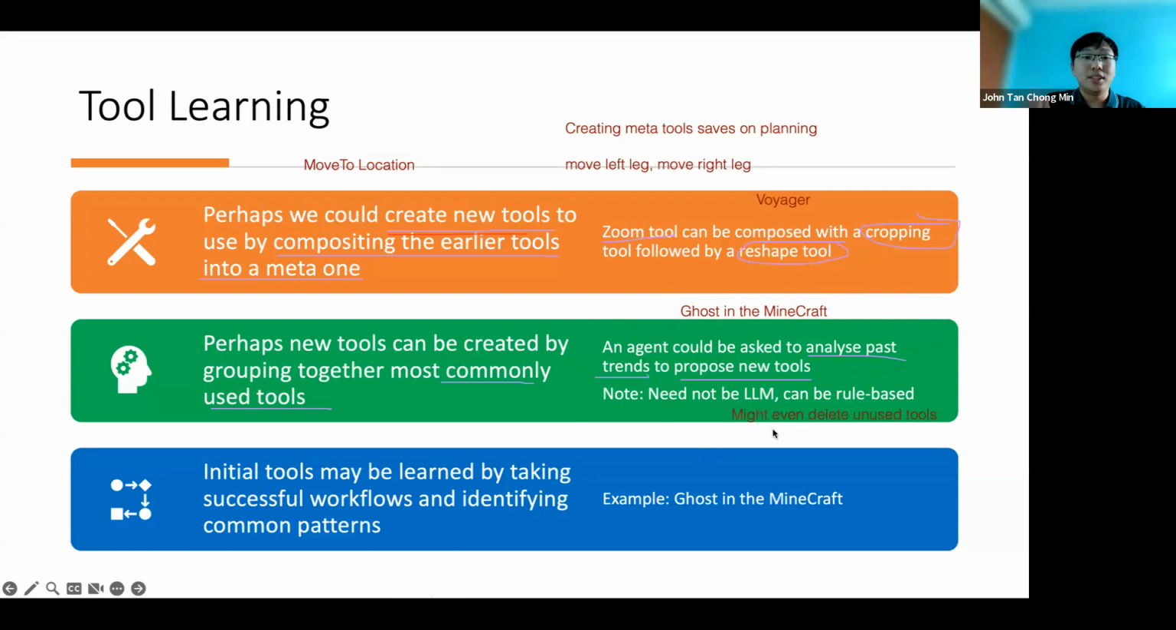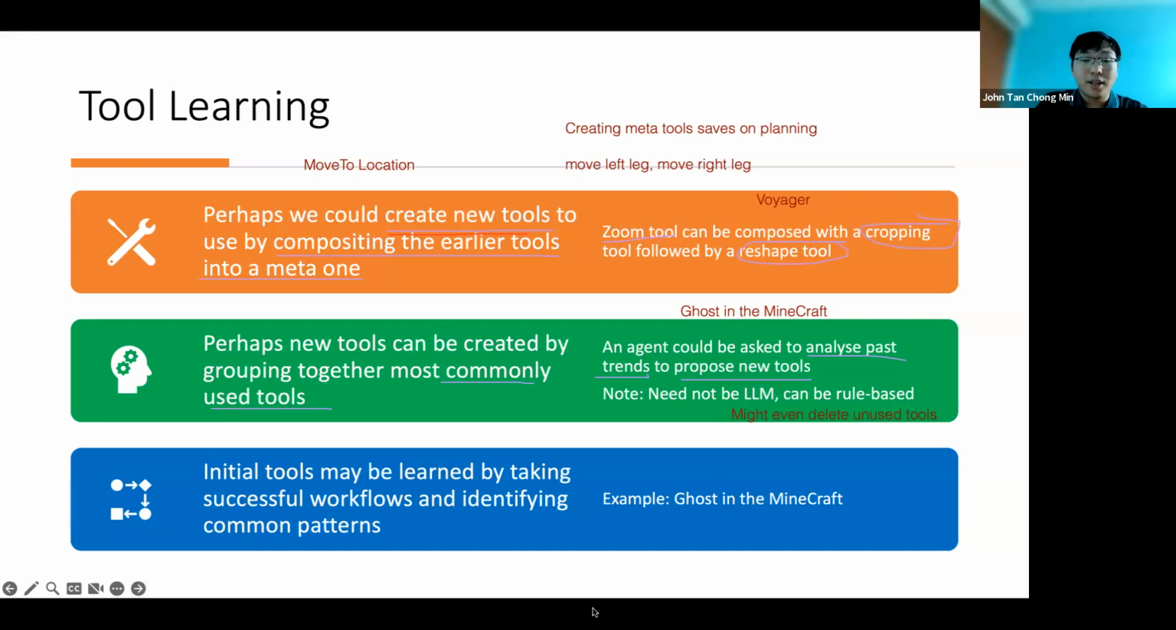So there's always this idea of real estate in the brain, you know, if you don't use it, you lose it. So you might think that that's a bad thing. But in terms of large language models, if you remove some tools, it could be helpful, because if you no longer need those tools, you might call them wrongly. So based on past use cases, you might analyze them, come up with new tools, delete old tools.